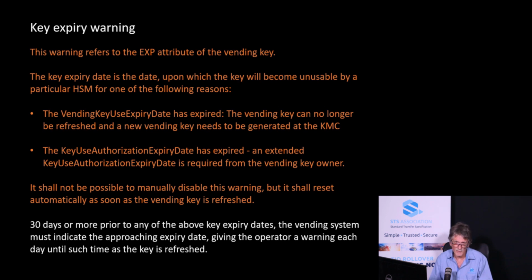key is refreshed. So in other words, the point of sale gives the operator a message saying you have 30 days to refresh your keys. Once they are refreshed, then that resets and they have another refresh period to be able to use the keys. 30 days or more prior to any of the above expiry dates, the vending system must indicate the approaching expiry date, giving the operator a warning each day until such time as the key is refreshed. Upon that time, then the whole reset period is reset.